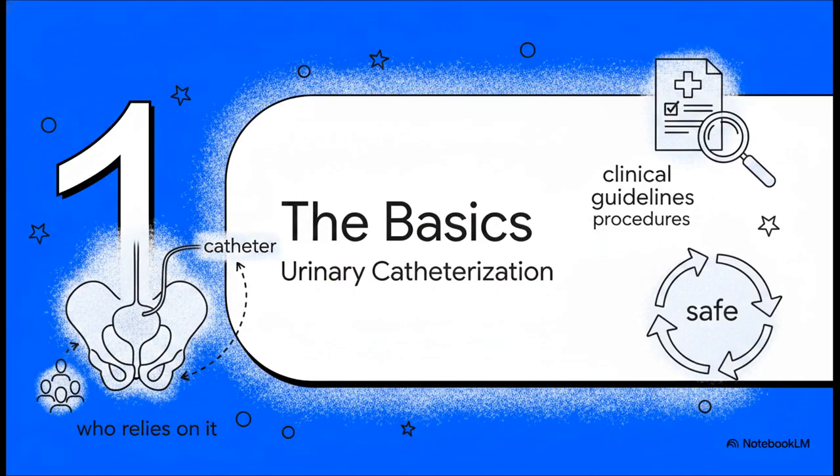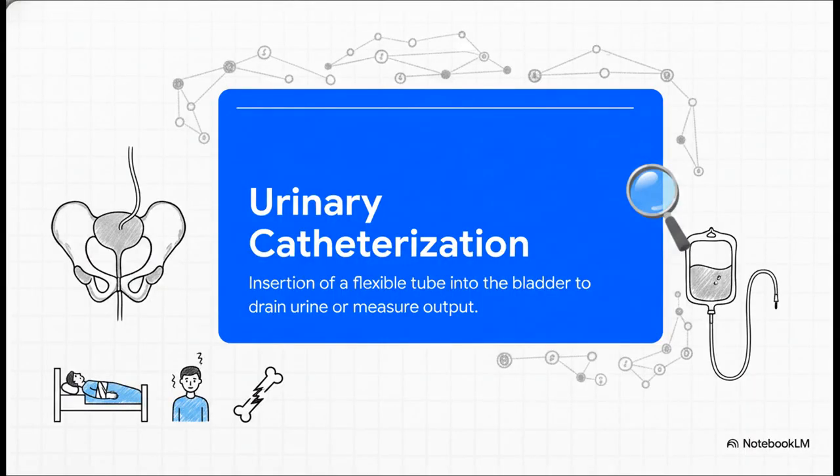Starting off with Section 1, the basics of catheterization. So, fundamentally, what are we doing here? We are carefully threading a thin, flexible tube right through the urethra directly into the bladder. It acts as our frontline lifeline for patients who just cannot void independently right now. Maybe they're post-op, critically ill, or dealing with severe trauma. At the end of the day, it's all about safely managing urinary function when the normal flow is blocked, or when we absolutely need hyper-accurate output measurements.